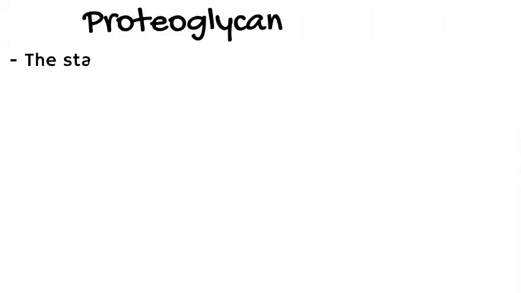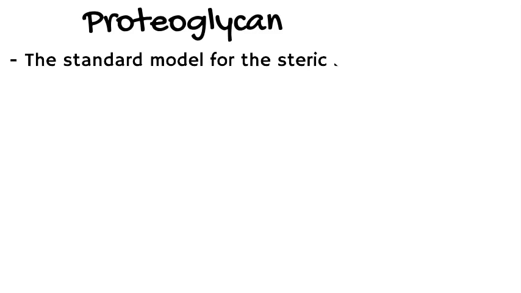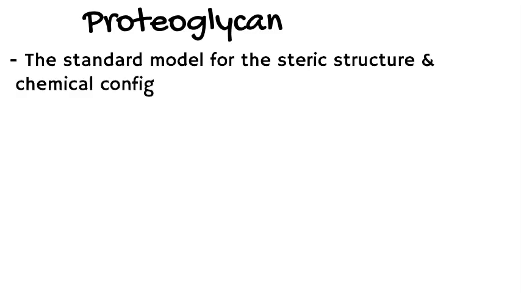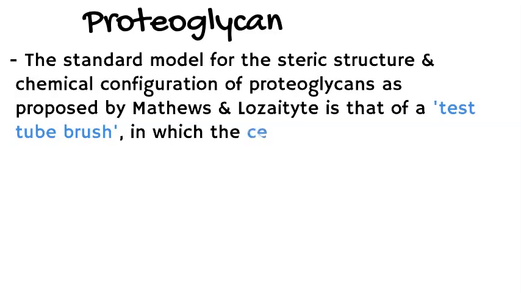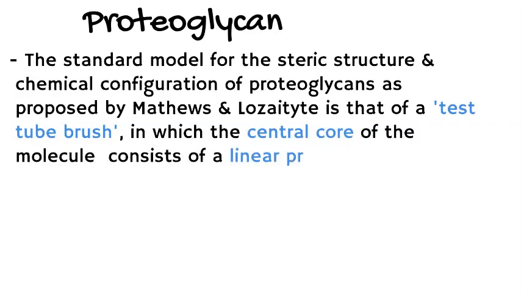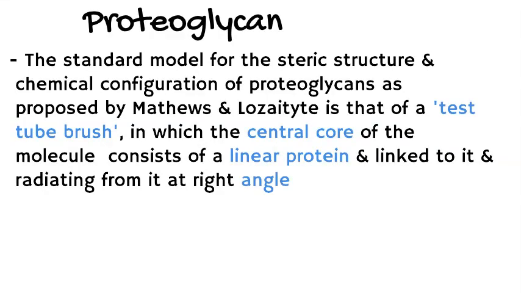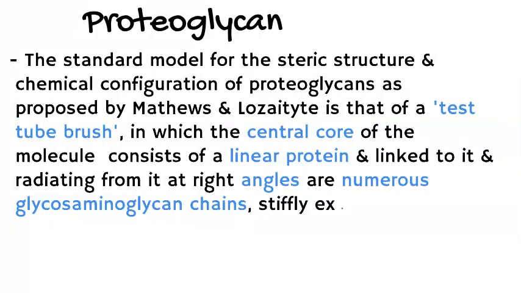The standard model for the steric structure and chemical configuration of proteoglycans, as proposed by Mathews and Lozaityte, is that of a test tube brush, in which the central core of the molecule consists of a linear protein, and linked to it and radiating from it at right angles are numerous glycosaminoglycan chains, stiffly extended in space.